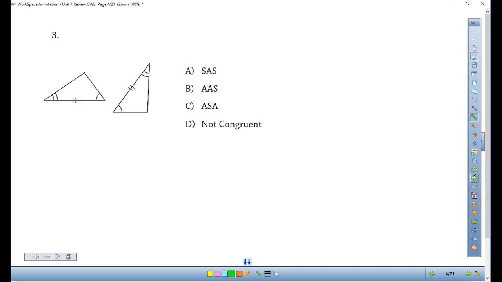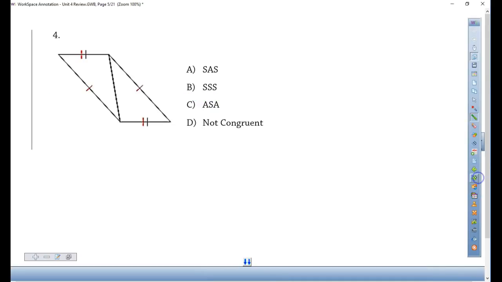Okay, so number 3, on each triangle we have 2 angles and a side, and the side is between the 2 angles, so we need to choose the S that's in between the 2 A's. So that one would be angle, side, angle.